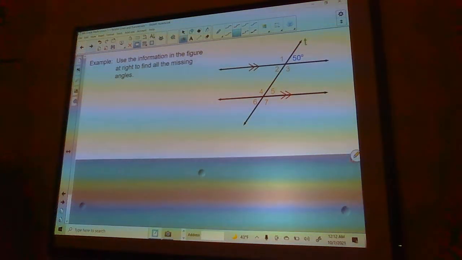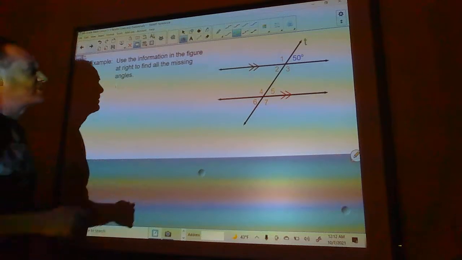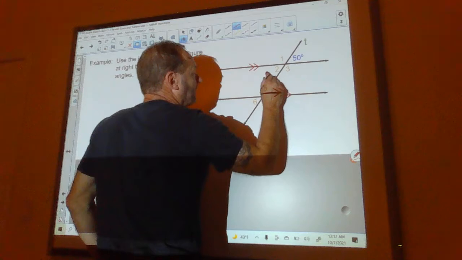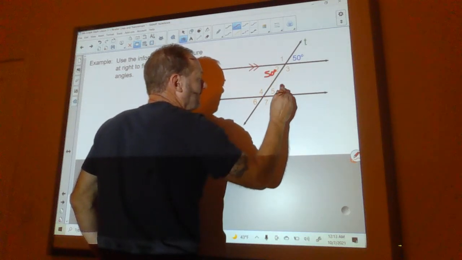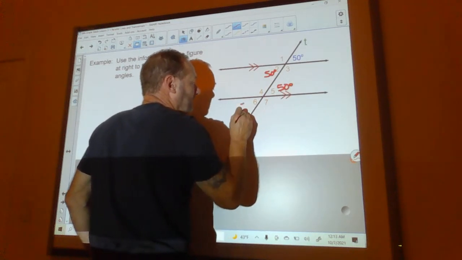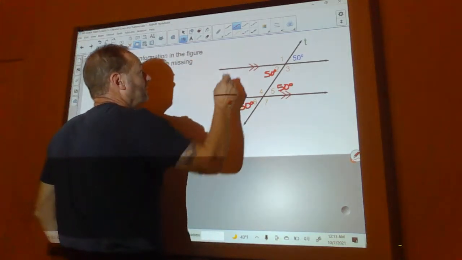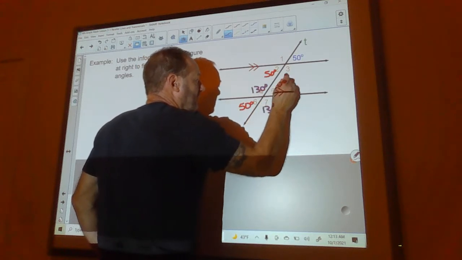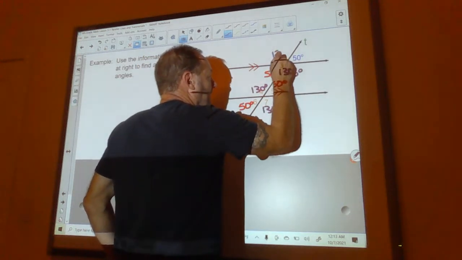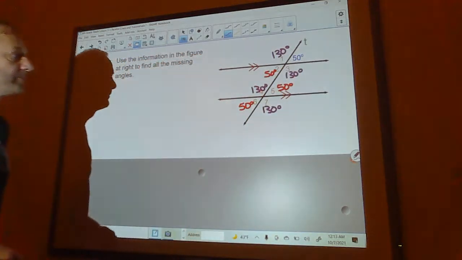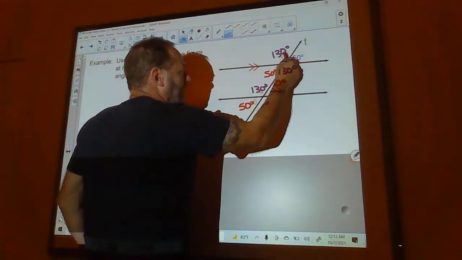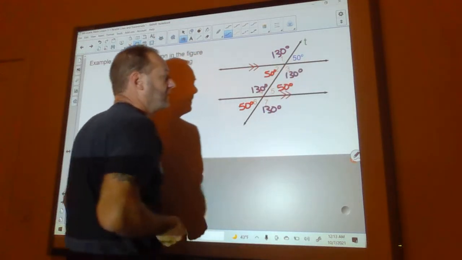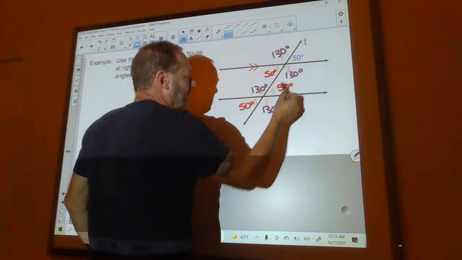Okay, so use the information in the figure to find all the missing angles. So we pretty much just did this. So this is 50. That tells me this has to be 50. That tells me this has to be 50. And this has to be 50. It also tells me this is 130. This is 130. This is 130. And this is 130. Okay? So these two add up to 180. These two add up to 180. These two add up to 180. Those two add up to 180. Corresponding angles are equal in each position.